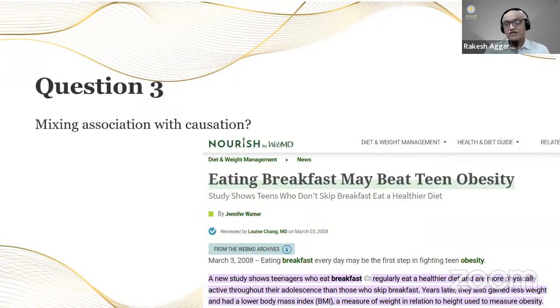For instance, my favorite example is, if you were to take 10,000 people and follow them and say heart attack occurs in those who are bald, it's not baldness that is causing heart attack. It is not that if you do a hair transplant, you will prevent heart attack. It is basically old age, which is causing both baldness as well as heart attack. I'll stop here.